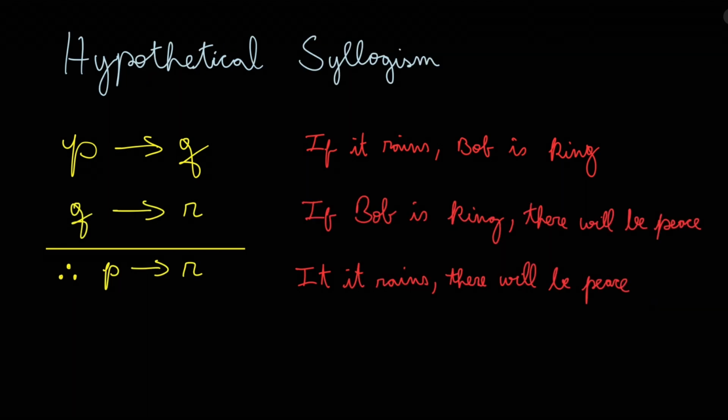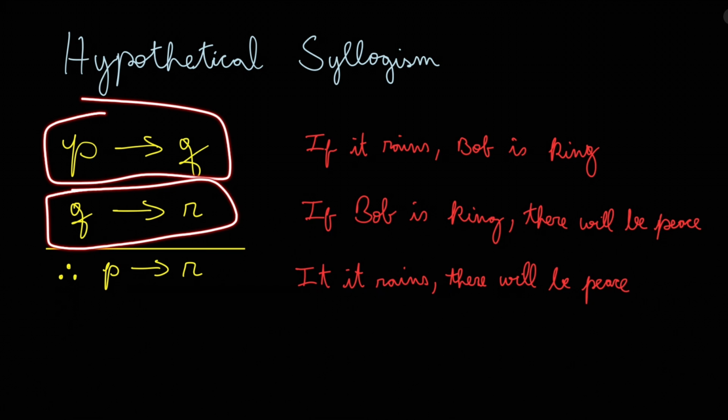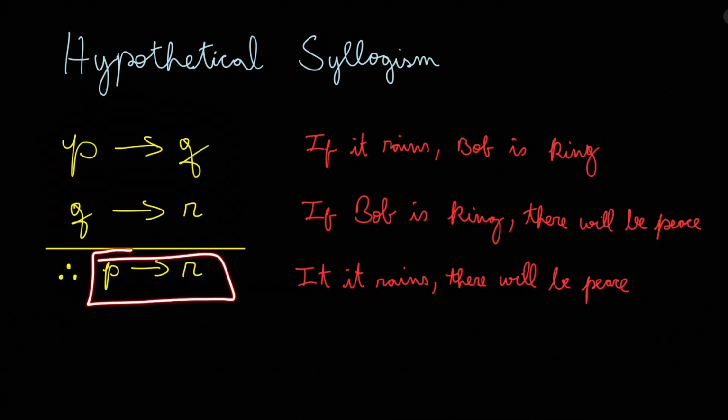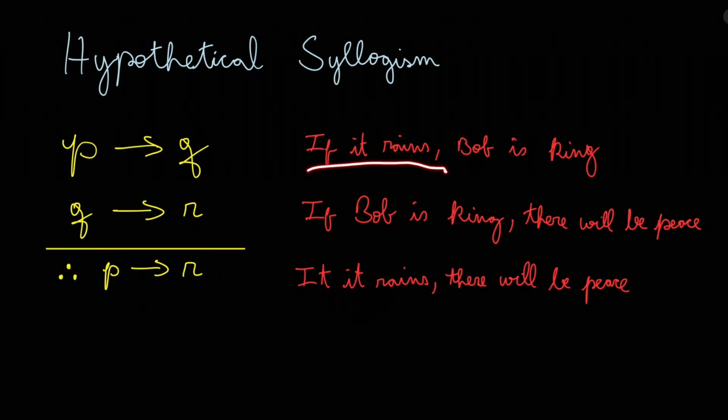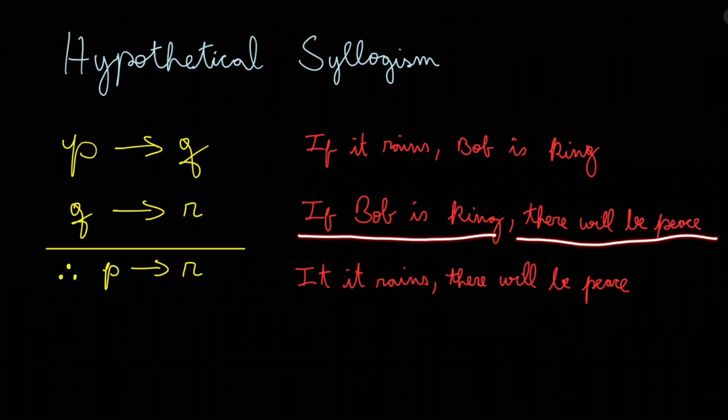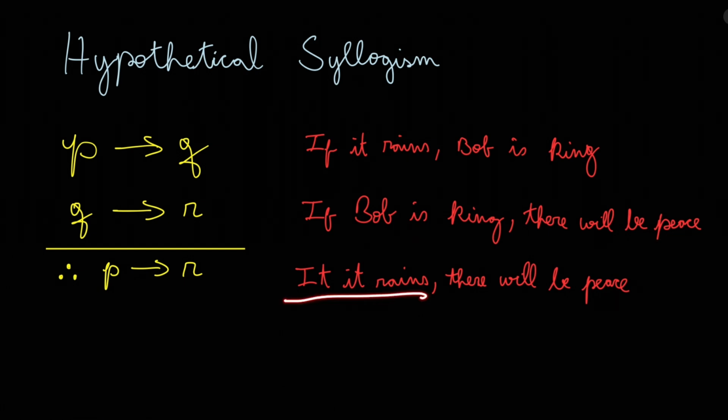Next, hypothetical syllogism. If P then Q, and if Q then R, therefore if P then R. Let's go to the example. If it rains, Bob is king. If Bob is king, there will be peace. Therefore, if it rains, there will be peace.